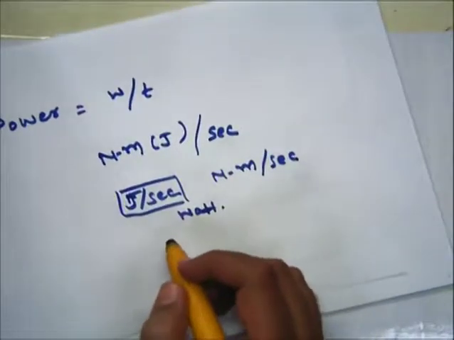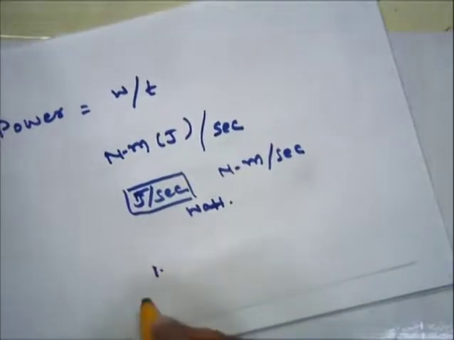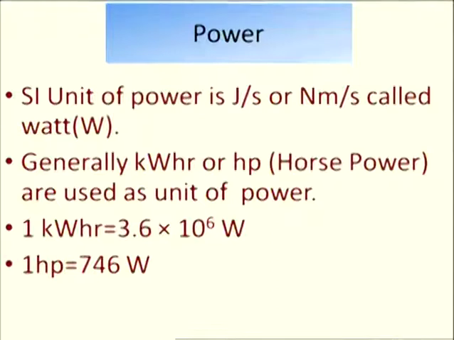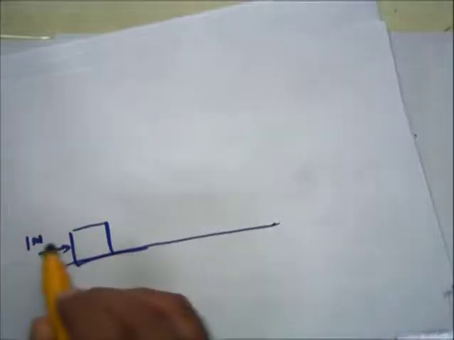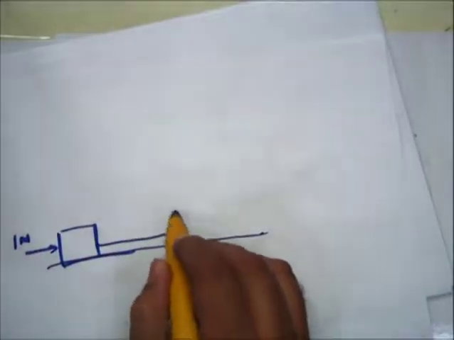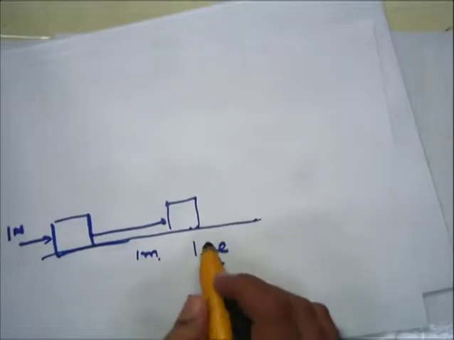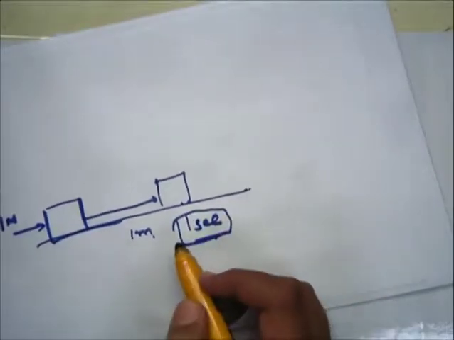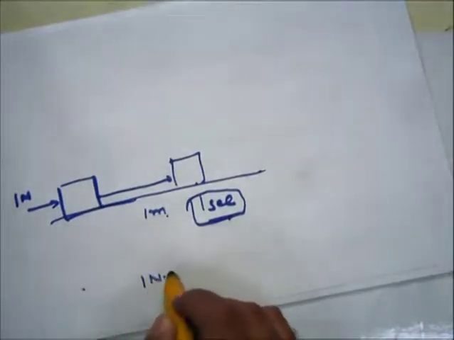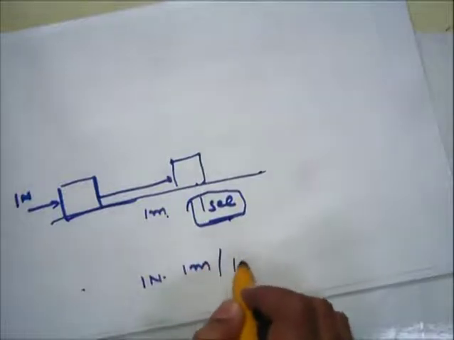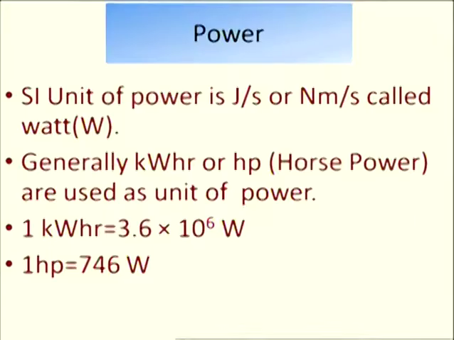So what is 1 watt power? Suppose we apply a force of 1 Newton here, and it displaces by 1 meter in 1 second. So here the quantity second comes into the picture. So 1 Newton, 1 meter upon 1 second, that is 1 watt.